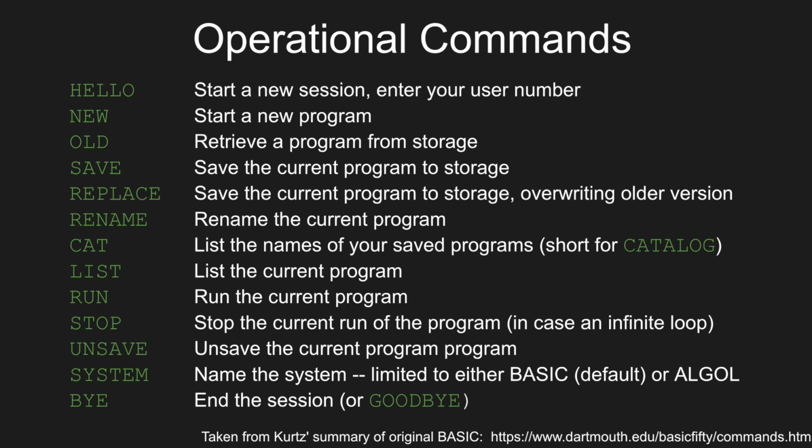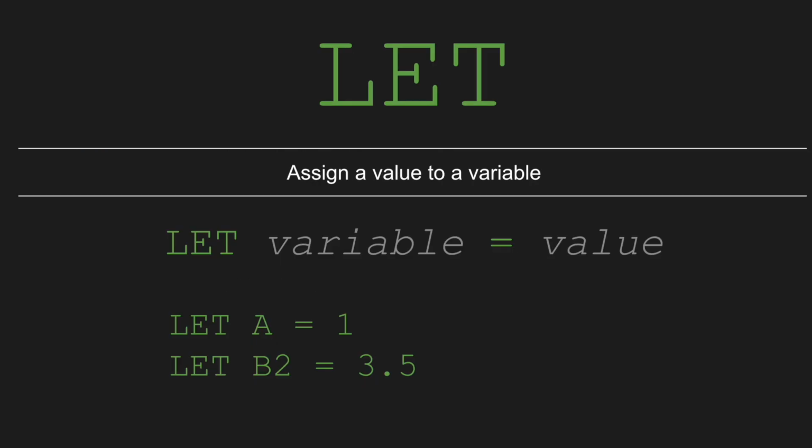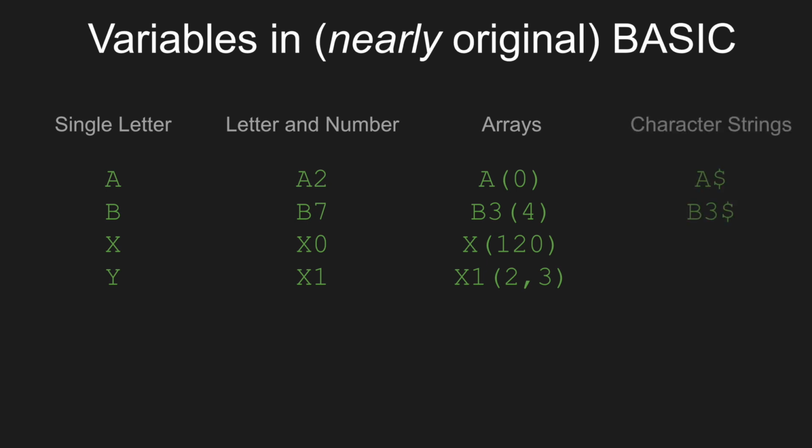Not too long after BASIC was introduced, a few improvements were made. One was to make the let statement optional for variable assignment. Another was to add variables that could contain character strings. These put a $ sign after the variable name to denote it.